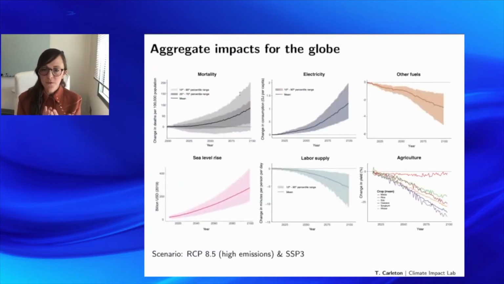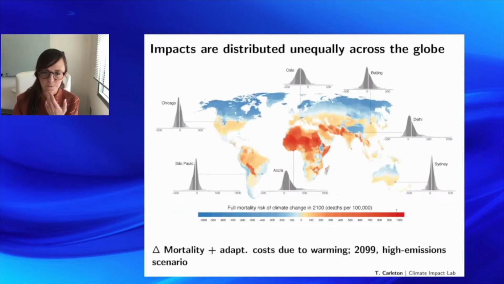We build these types of time series for each different sector. So we see increases in electricity spending to protect against heat, declines in other fuels in response to warmer winters that require less heating, increasing damages from sea level rise, declining labor supply, and for most crops, pretty severe changes in yield, although rice is an interesting outlier in that case.